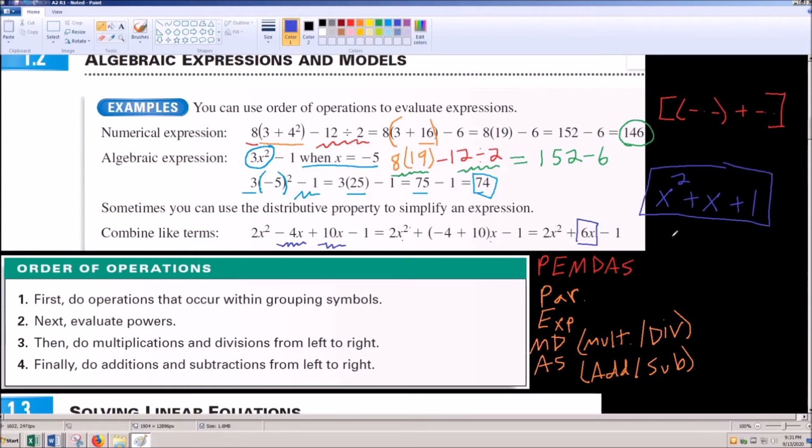I love that answer. If I had x squared plus 3x plus 2x plus 1, I would not say this is fully completed yet. We want to simplify by combining our like terms here. So this would simplify to be x squared plus 5x plus 1.